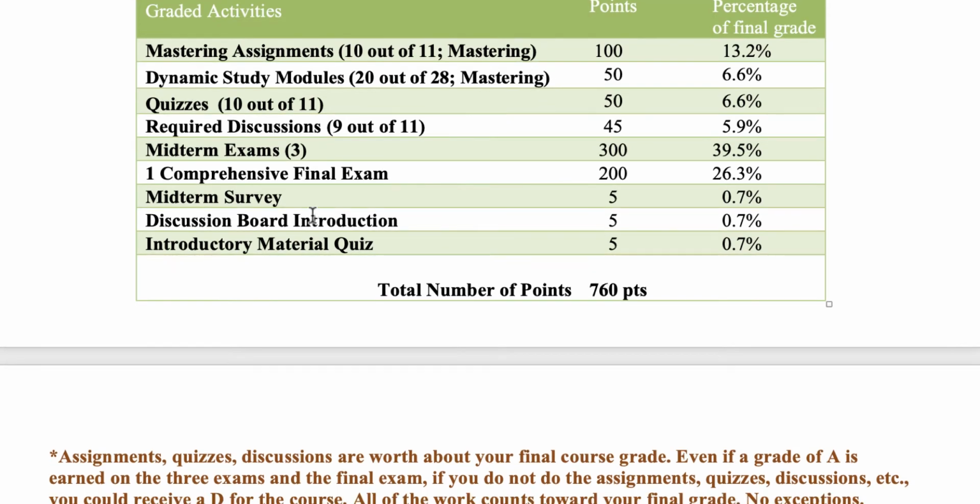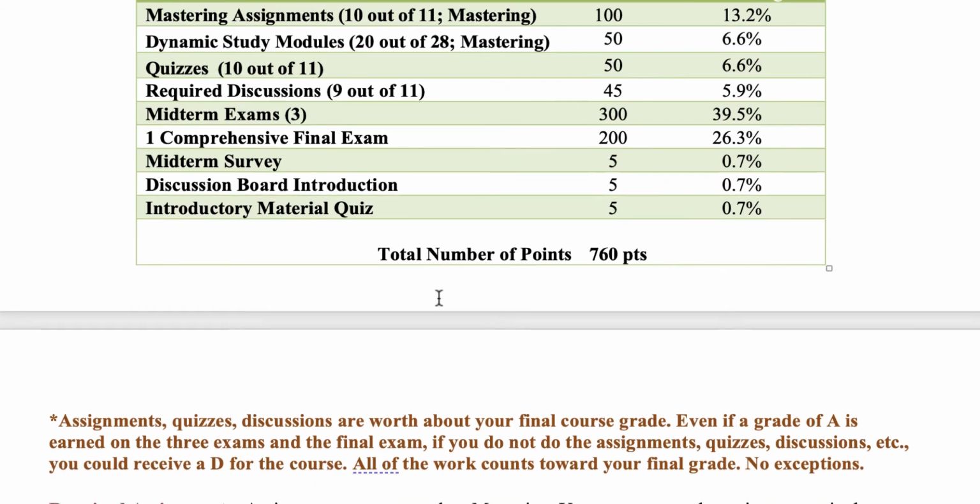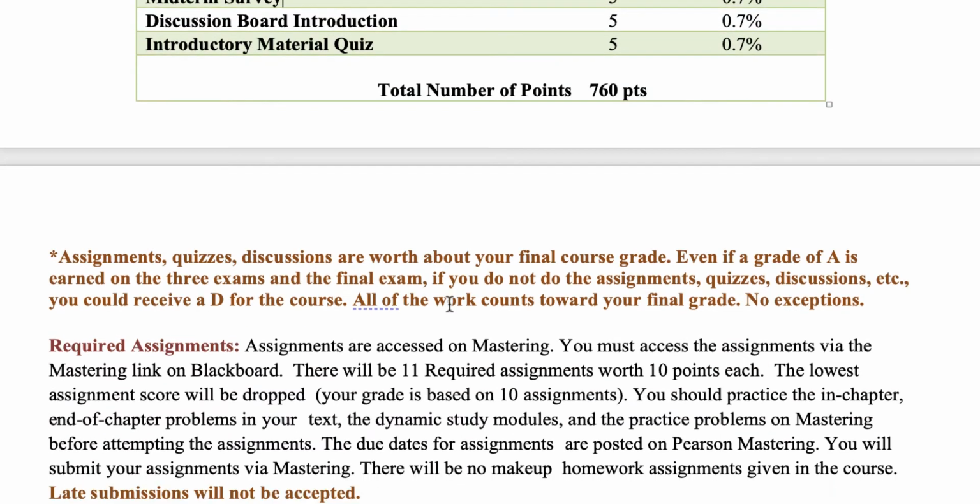And there is a discussion board introduction and an introductory material quiz. That introductory material quiz is over the syllabus and the layout of the course. These are due on September 6th, and they're in the Module 0 folder. And then the midterm survey will post in October, and that will also be in the Module 0 folder.